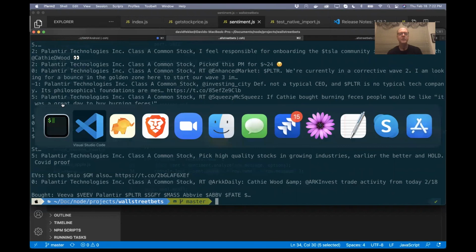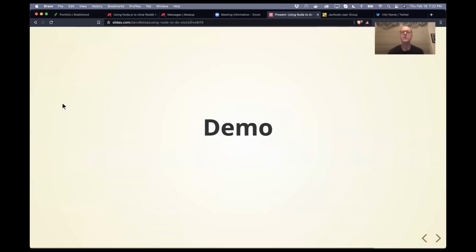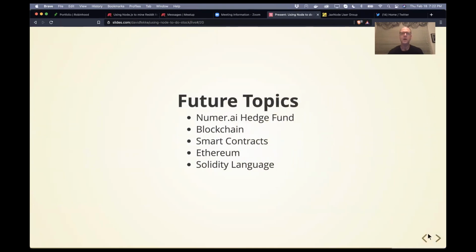So let me go back to slides. Some of the future topics I think we're going to be talking about: there's a hedge fund called Numer AI, and it is an open source hedge fund. One of the things that's interesting is people have created machine learning type models for making investments. And you can go to this hedge fund and say, hey, I want to try running my model. I thought that was a pretty interesting business model. It's a completely open source hedge fund.